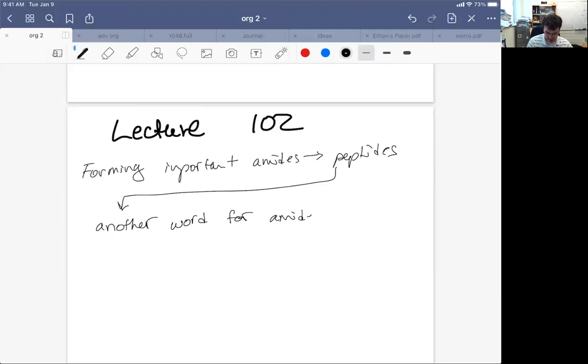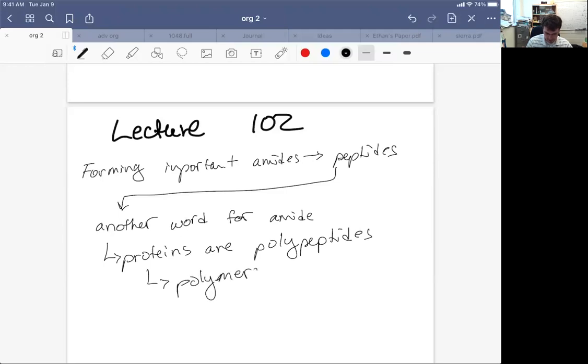It's one of these things where amides were discovered at the same time that peptides were discovered, but they weren't discovered by the same people. So proteins, it turns out, are polypeptides, polymers of amide bonds. The amide bonds are what connect the monomers together to make the polymer chain.